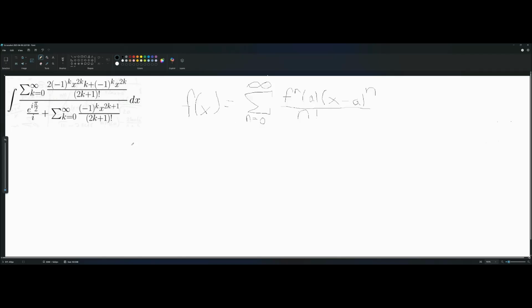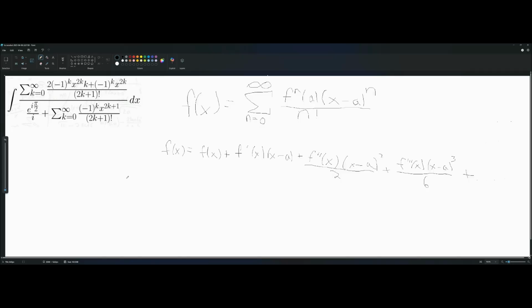Say we have some function f of x, and we say that it is equal to f of a, plus f prime of a multiplied by x minus a, plus f double prime of a multiplied by x minus a squared all over 2 factorial, which just simplifies to 2, plus f triple prime of a multiplied by x minus a cubed over 3 factorial, which is just equal to 6, on and on and on. And we'll see why this works.